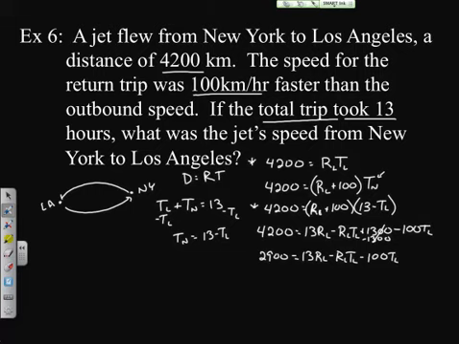Okay, this is where this first equation comes back into play, because R sub L T sub L equals 4,200. So we can substitute again. 2,900 equals 13 R sub L minus the 4,200 from above minus 100 T sub L. So if we add that 4,200 to both sides, that's going to give us a 100 and 67.